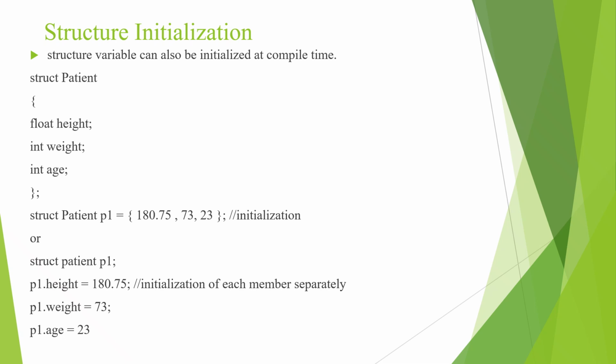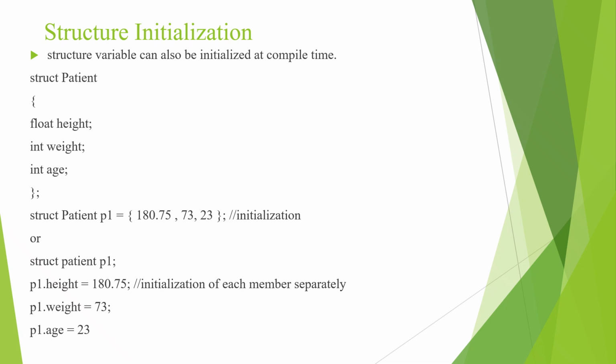We can initialize the values using P1 dot height equals 180.75. This is initialization of each member separately. P1 dot weight equals 73. P1 dot age equals 23. So initialization means assigning values to the structure members. In this we can use two ways: compile time initialization and runtime, that is manual initialization.